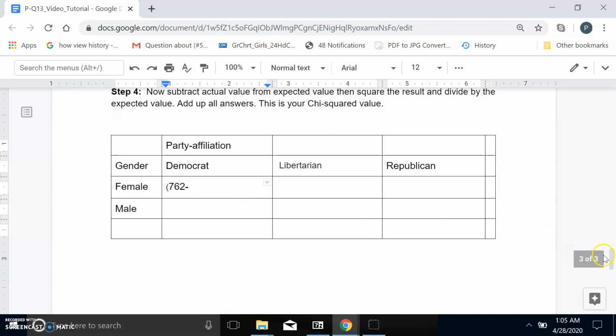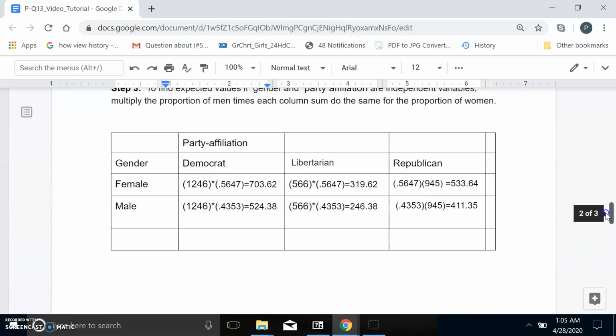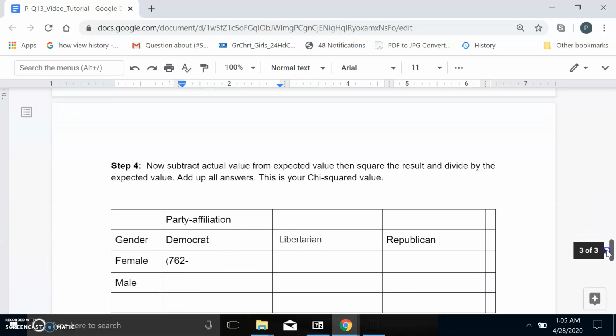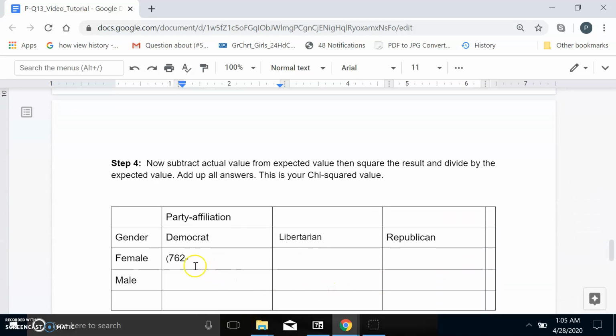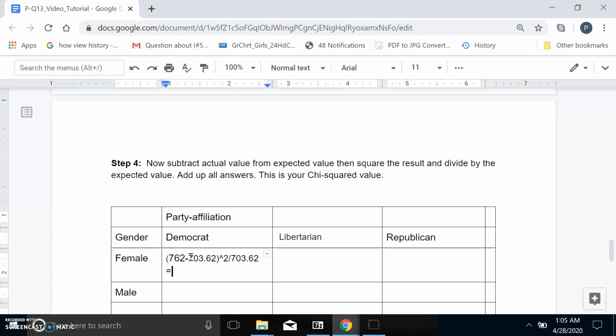That's actual. Minus expected value. So we just figured out here 703.62 goes here. And then you square this. And then you're going to divide it by the expected value. Expected value is 703.62. So we're going to figure this out now. Let's go to our calculator.